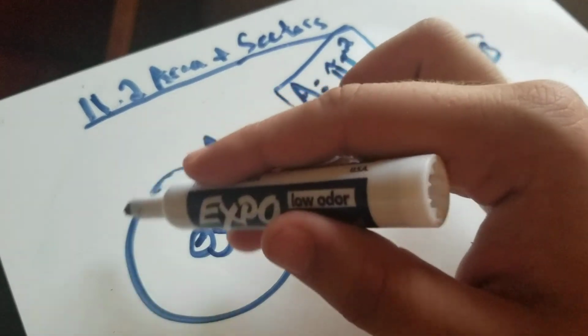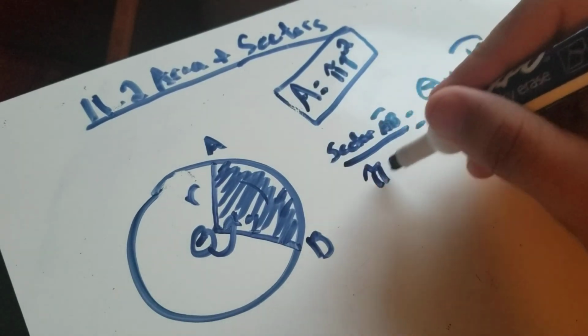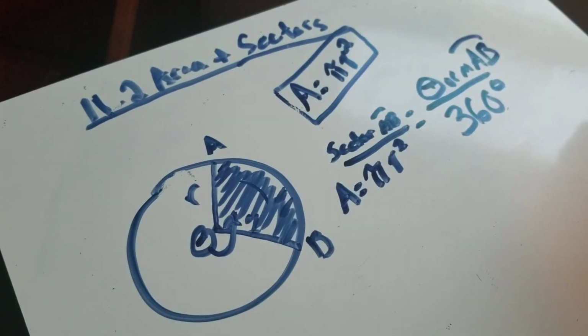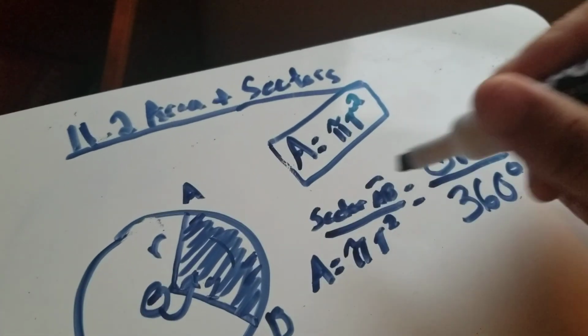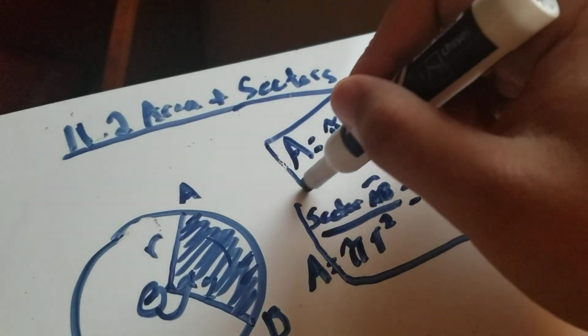Or we could say area of sector, it might say, but sector AB over what is the area of a full circle? Well, it's our formula up here, pi r squared. I could say equals A. So area equals pi r squared. So this formula is also super critical, and you want to make sure you have that somewhere.